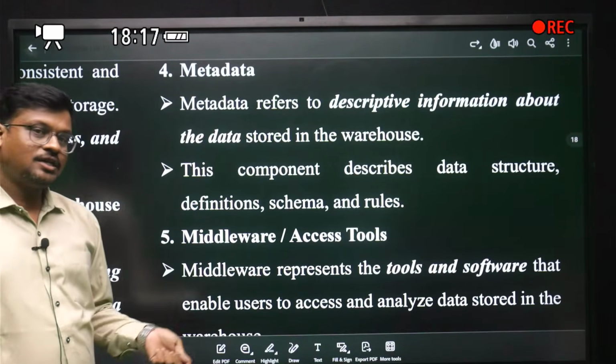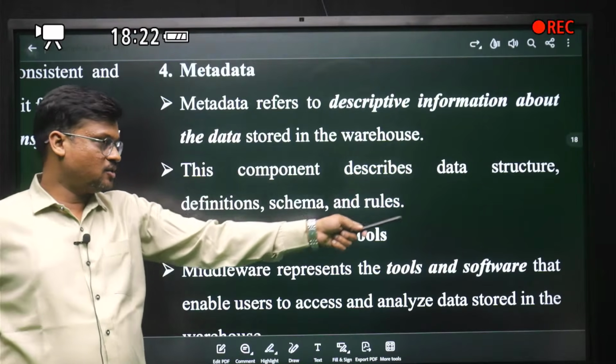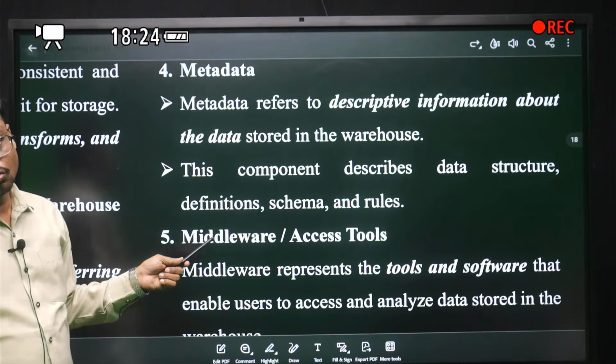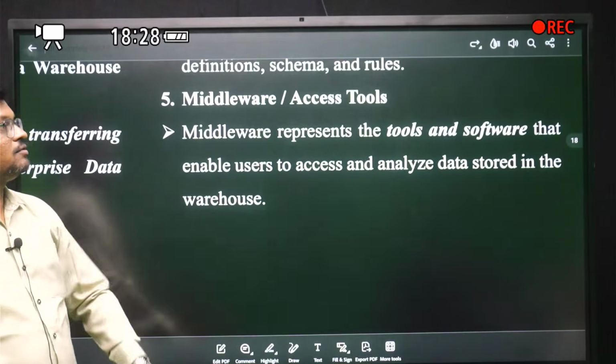Metadata consists of data about the data. It gives you the structure of the data, definitions, schemas, and rules applied on your data warehouse; everything will be given. And the last and important one is what here?